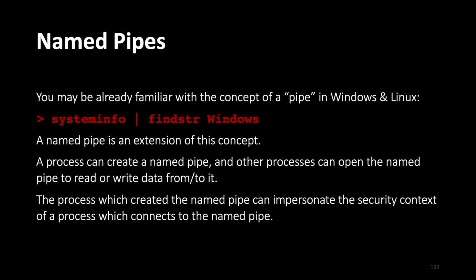You may be already familiar with the concept of a pipe in Windows and Linux. In this instance, this pipe is taking the output of the system info command and providing it as the input to the find string command. A named pipe is an extension of this concept. A process can create a named pipe, and other processes can open the named pipe to read or write data from or to it. The process which created the named pipe can impersonate the security context of a process which connects to the named pipe.